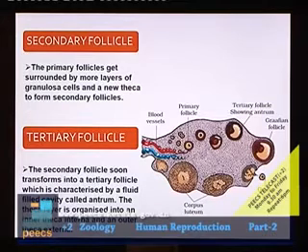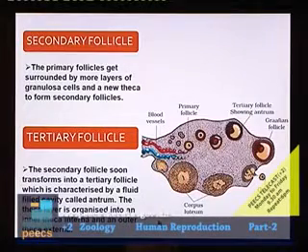In the tertiary follicle, in the beginning also there is a primary oocyte. But what happens to this primary oocyte? This primary oocyte will undergo the completion of the first meiosis, and it is getting transformed into the secondary oocyte, and there will be liberation of the first polar body here.